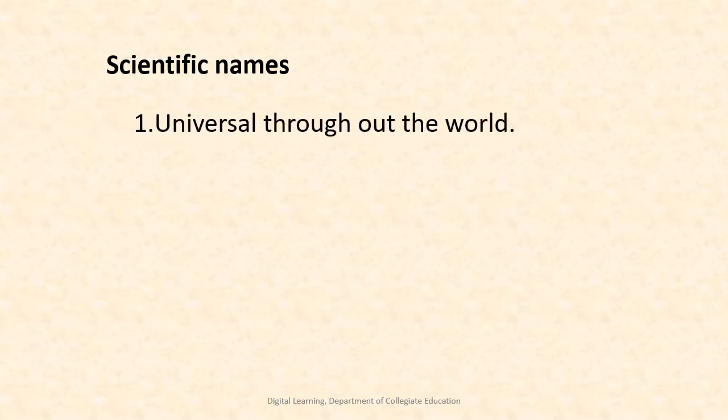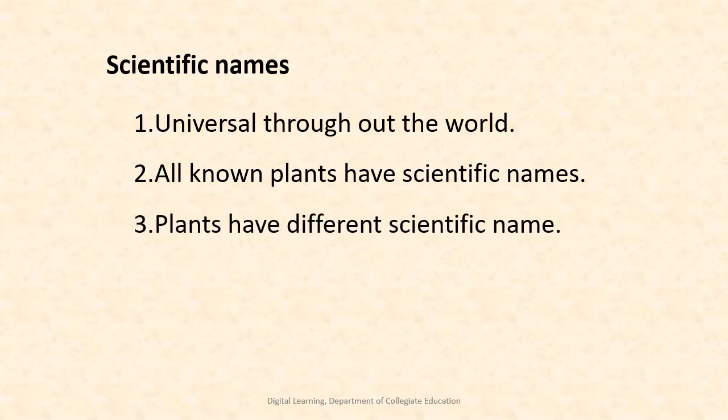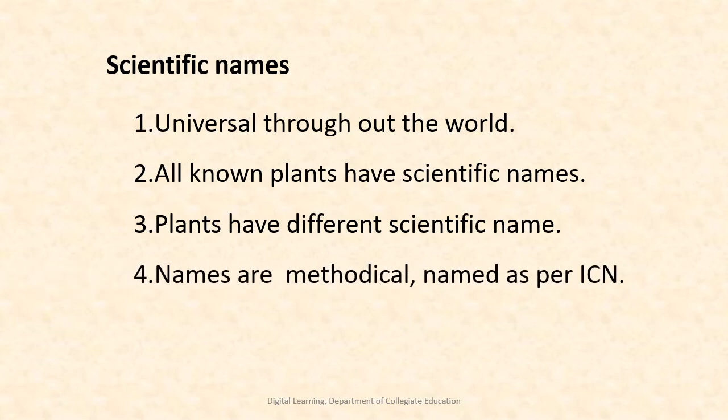whereas the features of a scientific name: they are universal throughout the world. All known plants have scientific names. Plants have different scientific names. Names are methodical and named as per the rules of ICN.